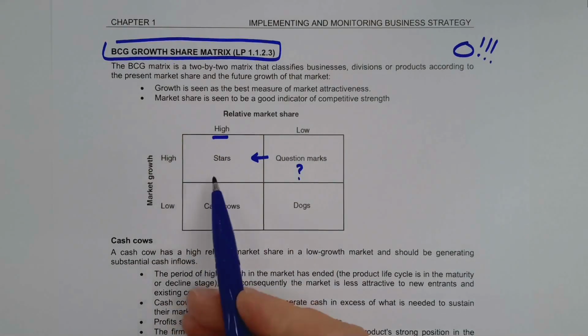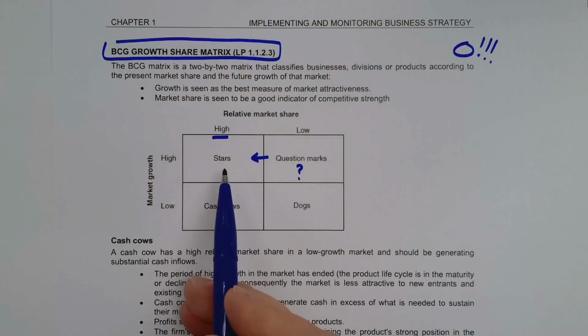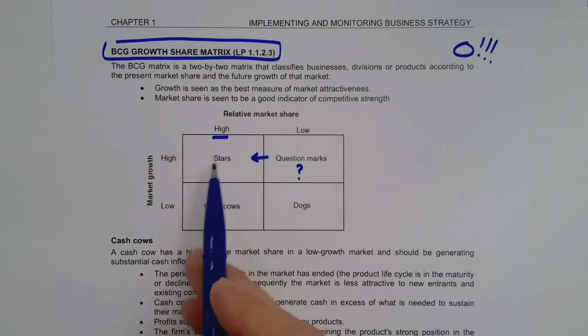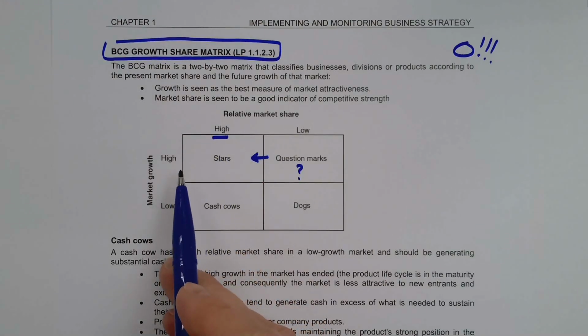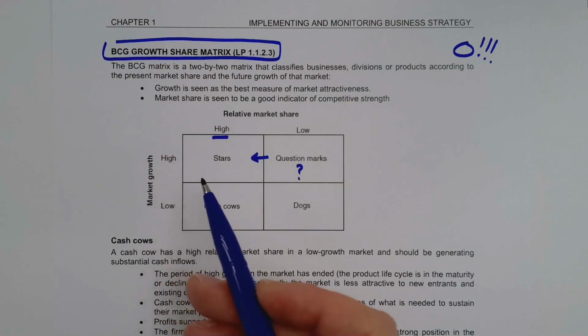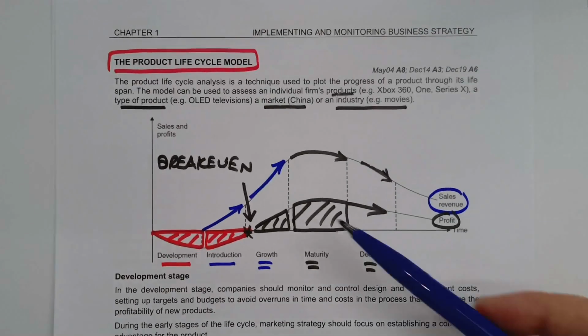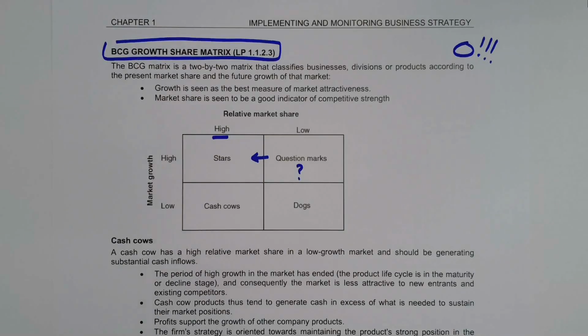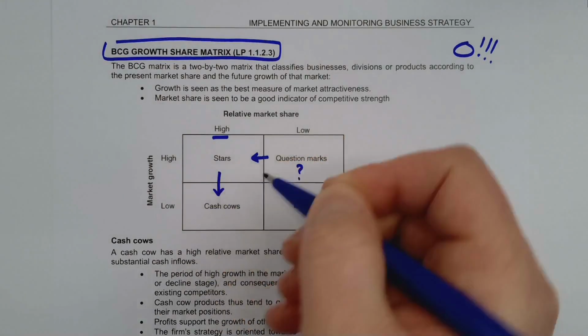Stars are good products to have, good divisions, good businesses, because now we've got a high market share in a high growing marketplace. But eventually, product life cycle says the rate of growth will drop down, and what we'll have is a cash cow.